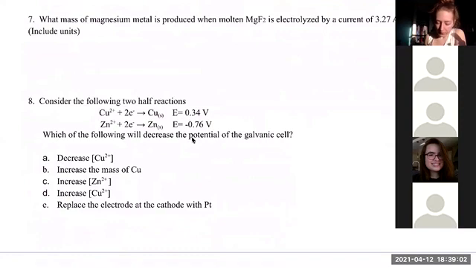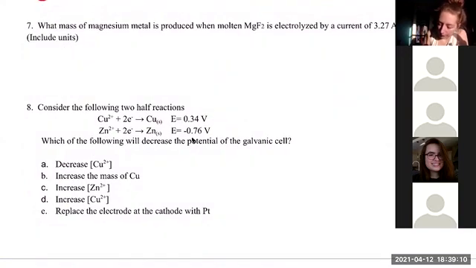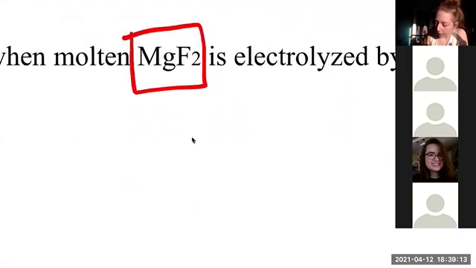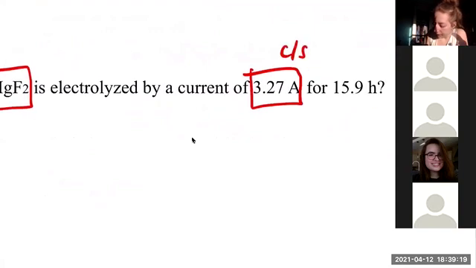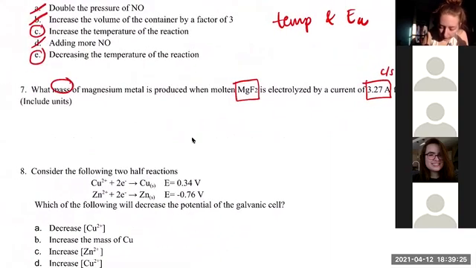Number 7, what mass of magnesium is produced when molten magnesium iron is electrolyzed? Okay, so we have some information here. We have this compound here, and we have our coulombs per second and our time. This will allow us to calculate anything we need, and this is asking specifically about mass. This compound here can tell us how many electrons we need to use. In this case, it's going to be two electrons because magnesium has a +2 charge.